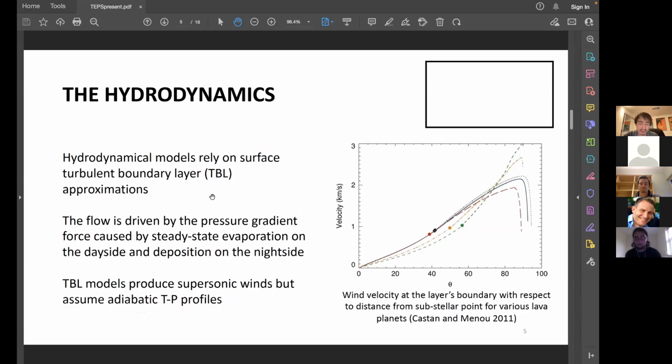As for the hydrodynamics, a lot of the hydrodynamical models rely on surface turbulent boundary layer approximations. So you essentially have a flow driven by the pressure gradient of a lot of evaporation on the day side and deposition on the night side. And the thing is that since you essentially have such a large pressure gradient from having a lot of atmosphere to no atmosphere, this produces a very strong wind, and it produces supersonic winds. But these models assume adiabatic temperature pressure profiles.